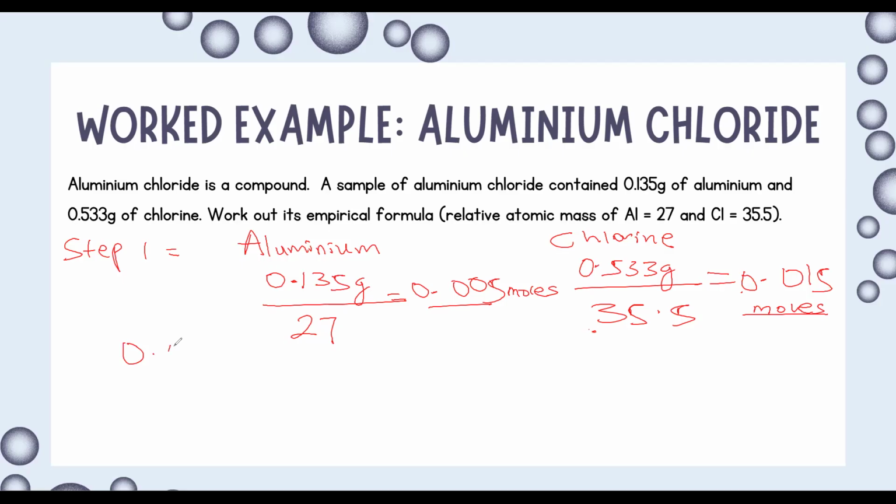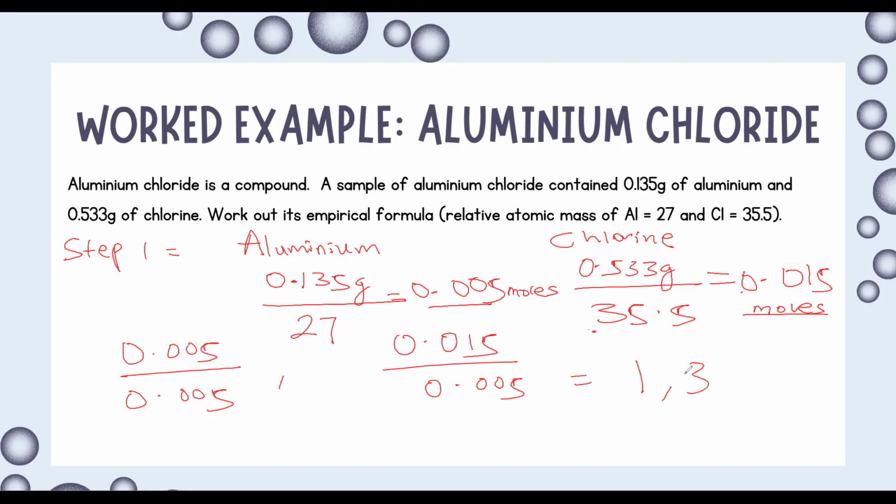So we have 0.005 divided by 0.005, and then we have 0.015 divided by 0.005. If we punch our calculators, the first arithmetic gives us 1. And the second one, 0.015 divided by 0.005, gives us 3.